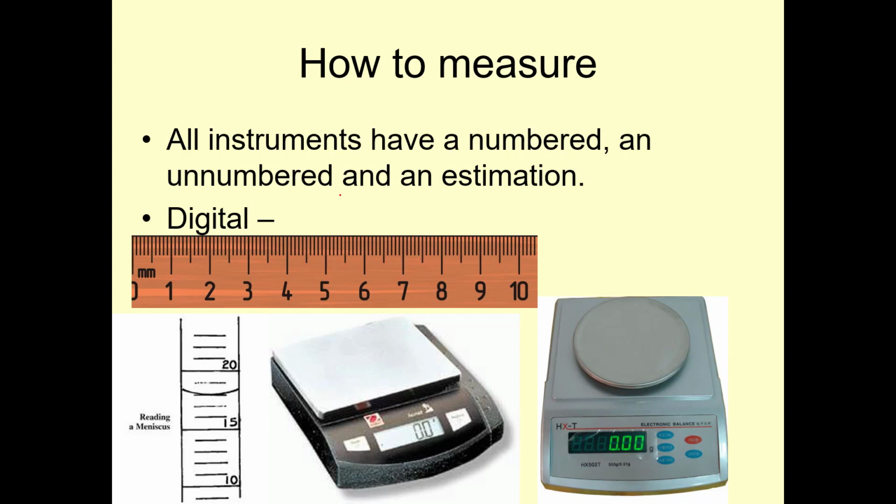How to measure. All instruments have a numbered, an unnumbered, and an estimation. So that means that this right here is 0.0. This digit right here is estimated by the digital balance, and it will lock in a place. When digital balances first came out, it would continually flicker in the last decimal place. So if I took Sammy's toenail and it weighed 0.83 grams, it would say 0.83, 0.82, 0.82, 0.83. It keeps flickering back and forth.